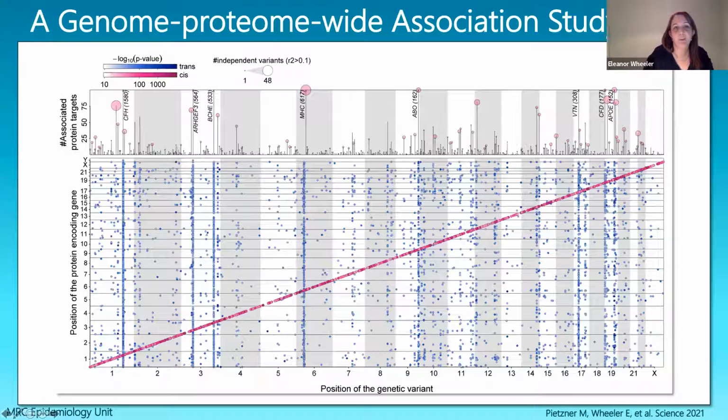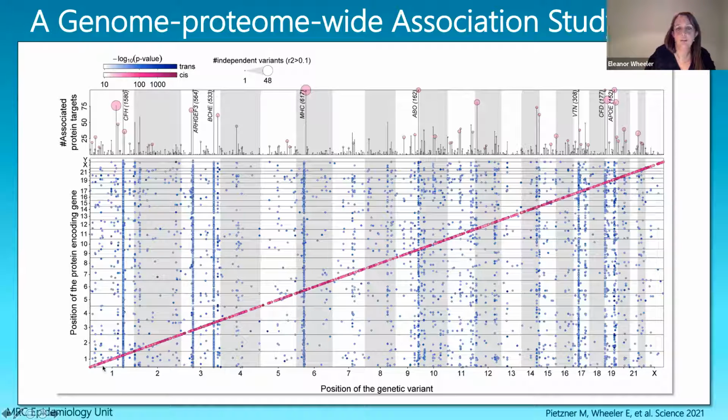And so this is what's called a cis-trans plot, and it's a plot of all of the pQTLs. On the x-axis is the position of the genetic variant, so each one of the chromosomes, and on the y-axis is the position of the protein encoding gene. And each point represents the association between the genetic variant and a protein target.